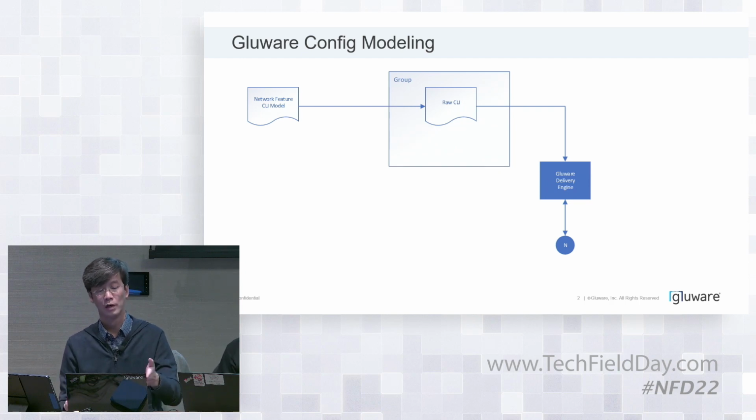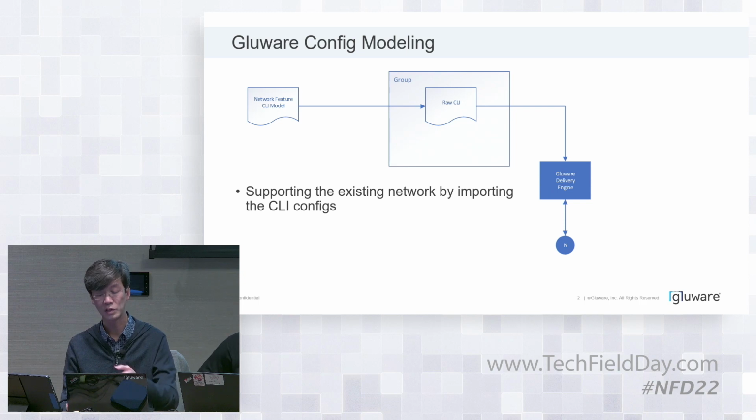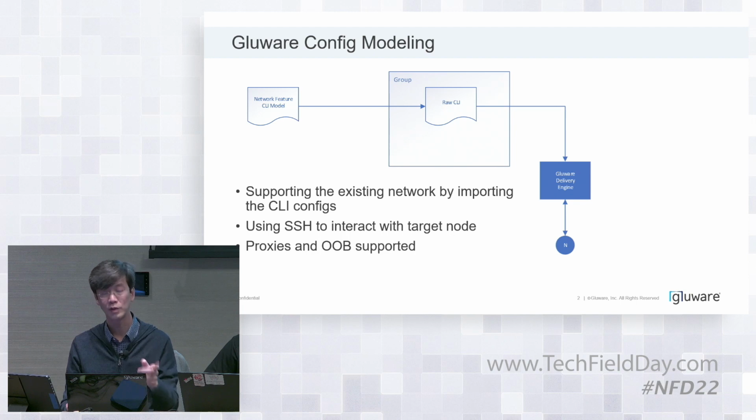I promise I won't try to kill you with too many slides. So on the left, you have your network model. You have your CLI, all the snippets that you have, and you want to send this to the node. We have a Gluware delivery engine, and this engine will deliver the CLI to the node using SSH to interact with the node. Something to note is that we also support out-of-band, which is pretty important. Let's say you broke your box. After this demonstration, you'll see Gluware is pretty good at fixing things. Out-of-band can sometimes come to the rescue because you've lost your box and you need to fix it.